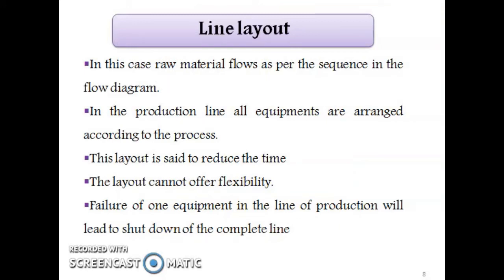In case of line layout, raw material flows as per the sequence in a flow diagram. In the production line, all equipments are arranged according to the process. It is said that line layout reduces the time taken during production. In this layout, material moves from one equipment to other, as in the flow diagram.